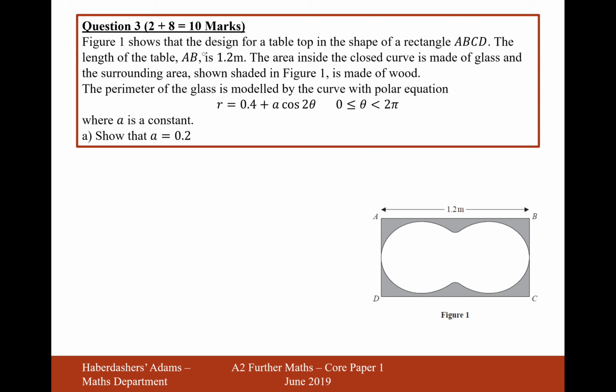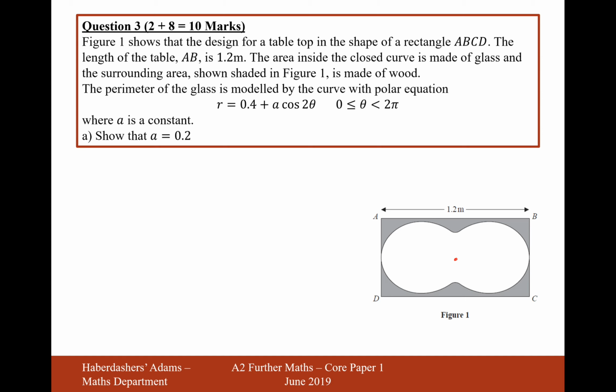Figure 1 shows the design for a tabletop in the shape of a rectangle ABCD. The length of the table AB is 1.2 meters. The area inside the closed curve is made of glass and the surrounding area is made of wood. The perimeter of the glass is modelled by the curve with polar equation r equals 0.4 plus a cos 2 theta, where theta is between 0 and 2 pi. Show that a is equal to 0.2.